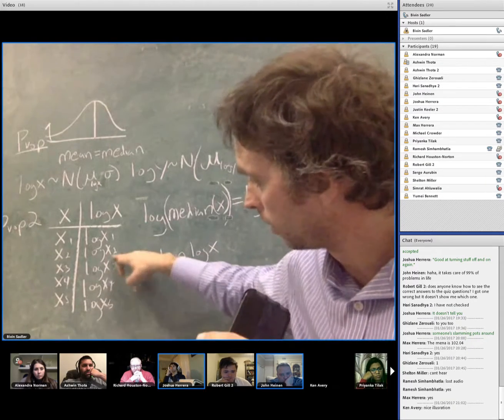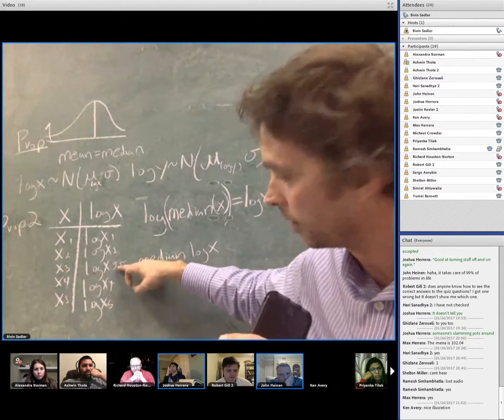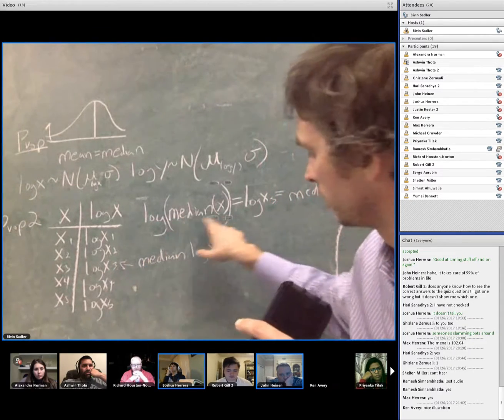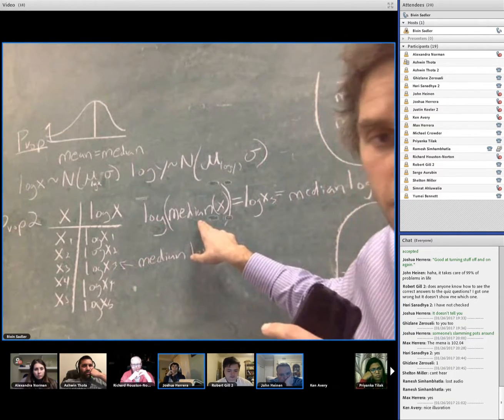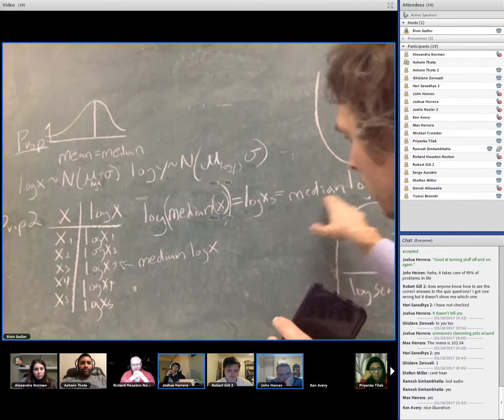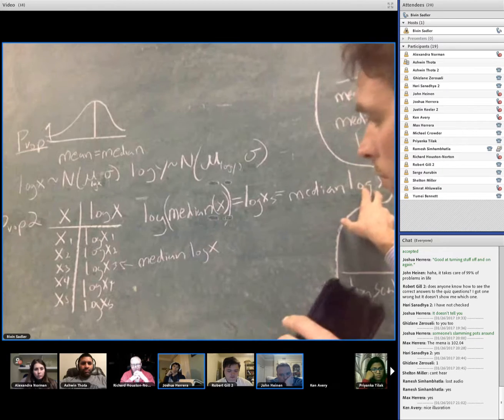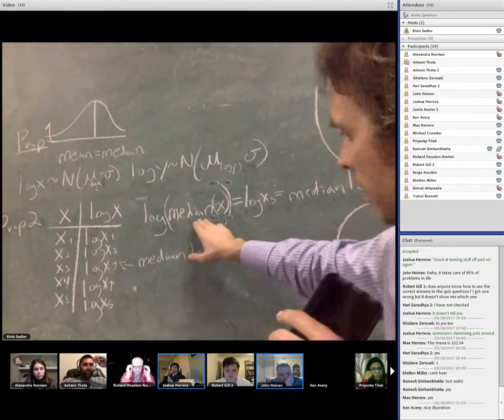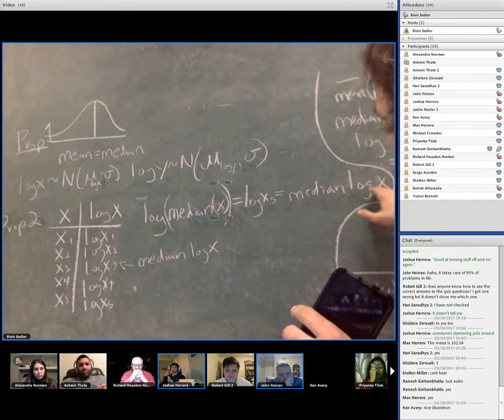So the log of the mean of X3 will be like the log of something bigger than X4. But the median of the log of X will be something around log X3. Sorry, this one will be something around the log of X4, and this one will be something around the log of X3. And so they don't have to be equal.